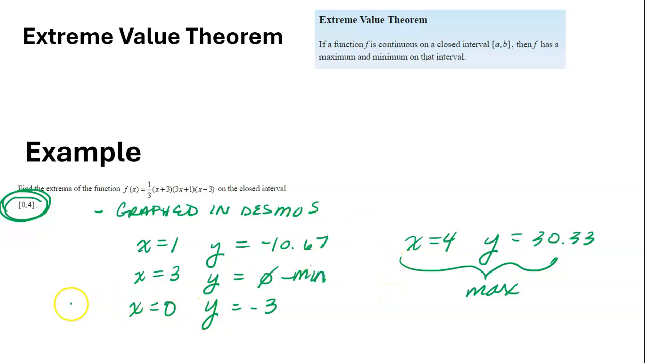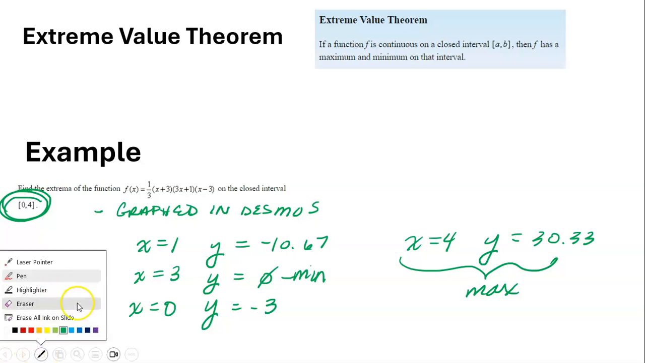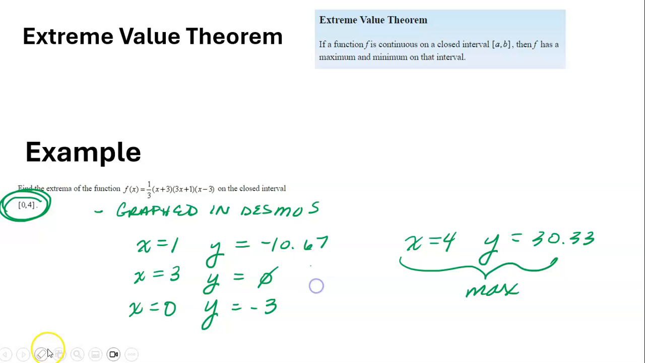Nope, lie. Lies. All lies. Hold on. I chose the wrong one. Not all lies. Just partial. Oh, I don't want the highlighter. This is the min, I believe. The min is 0. That's what I know.